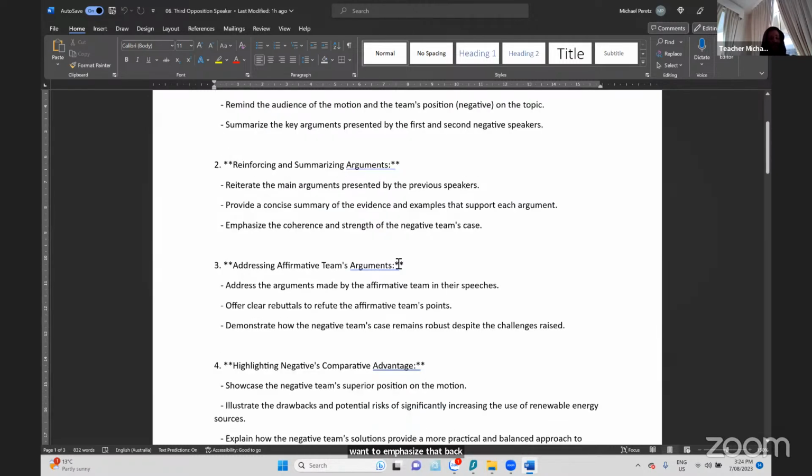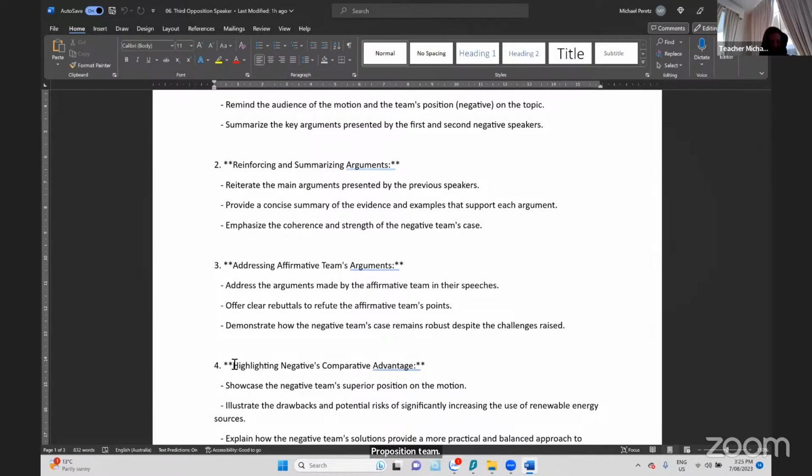You want to address the affirmative team's arguments. So address the arguments made by the affirmative teams in their speeches and offer clear rebuttals to refute the affirmative team's points and demonstrate how the negative team's case remains strong despite the challenges offered by the proposition team.